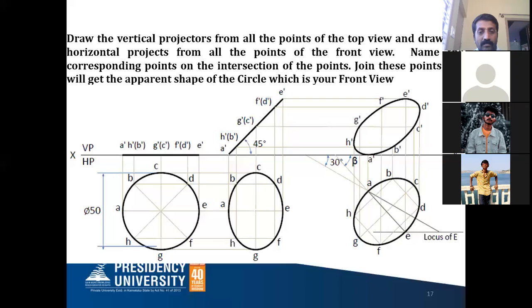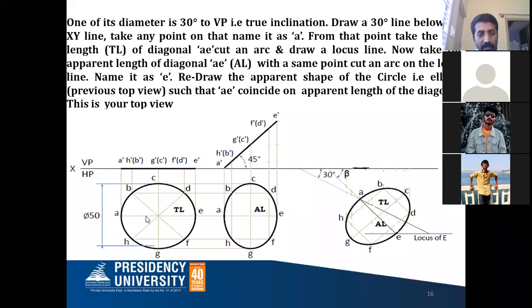Locus line, somebody has asked. So for the locus line, you take any one of the points on the 30 degree line you draw, and take that as the A point. The true length you take, this is your true length, correct? A to E, the true shape diagram. This is the center, you cut an arc on this 30 degree line. Wherever that arc cuts the 30 degree line, you draw a horizontal line. So this horizontal line itself is your locus line.